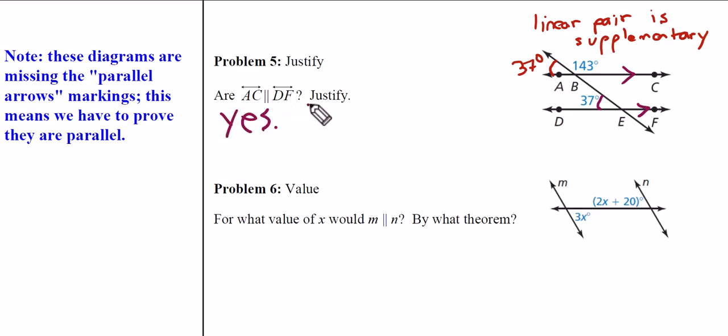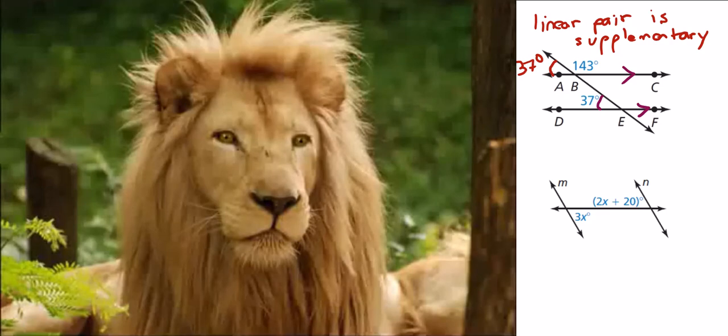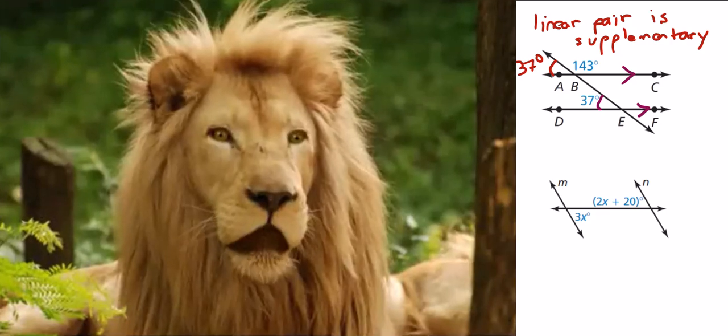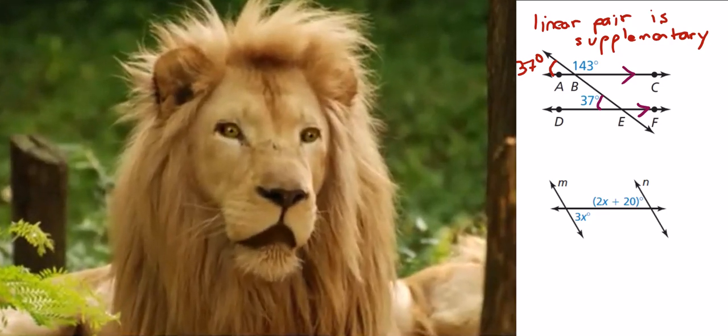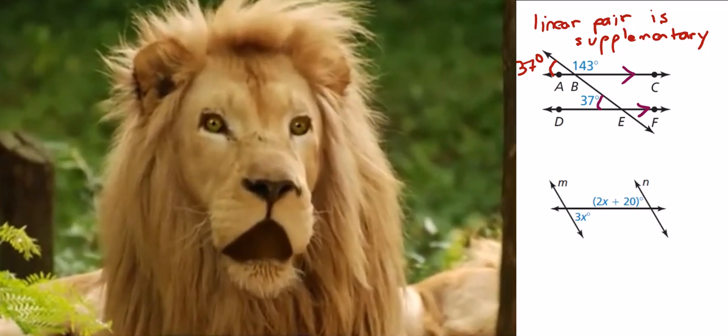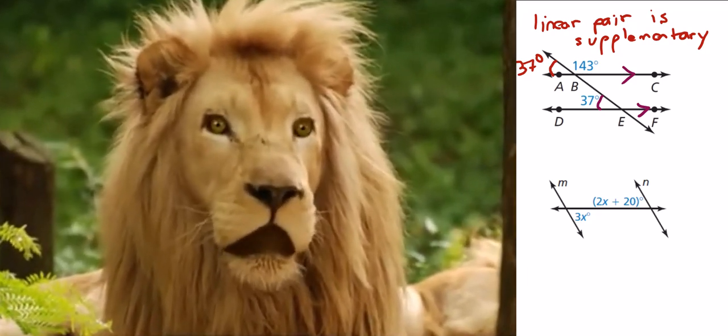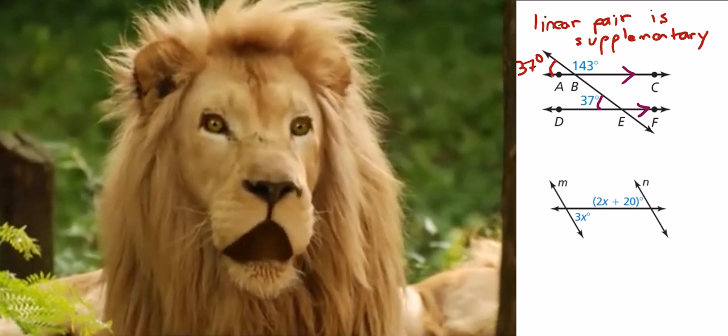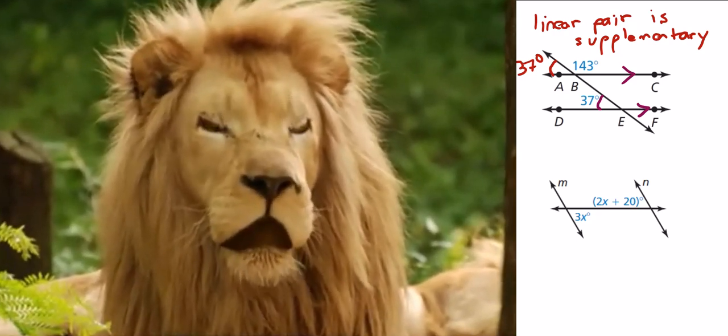So are they? Yes. What is the justification? Well, I'm not going to write it down, but I will say it for you to write down. We are using the corresponding angles converse theorem. We were able to prove that the corresponding angles are congruent, and if they're congruent, then the two lines must be parallel.